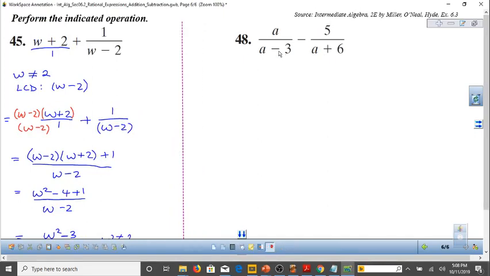So in this case, our domain restrictions are that a is not allowed to be 3 and a is not allowed to be negative 6. Those cannot be factored anymore, so we'll put them in parentheses.